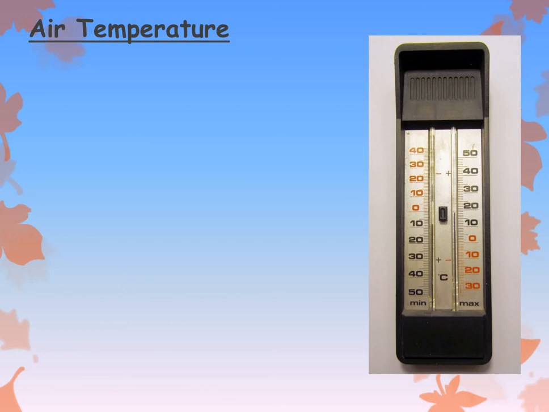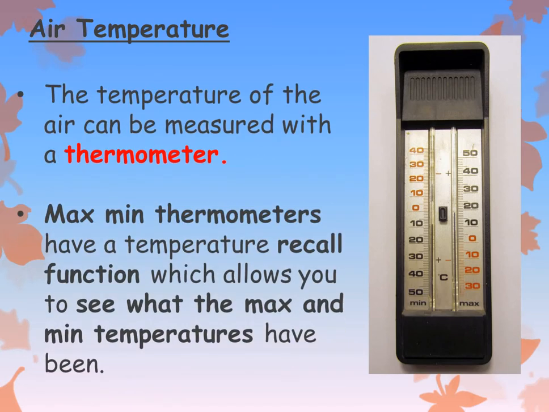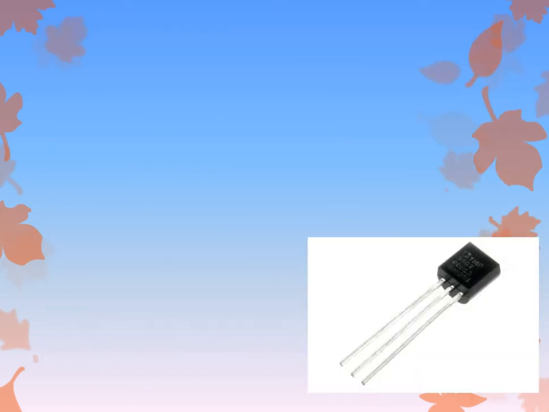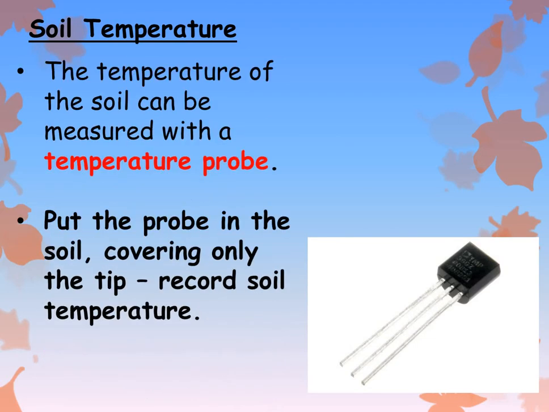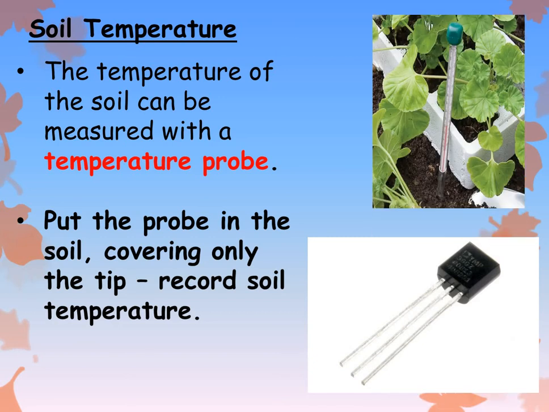To measure air temperature, you would usually use a max min thermometer, which has a temperature recall function, so it allows you to see what the maximum temperatures have been throughout. Then you can look at soil temperature, so you'd use a soil temperature probe. You'd put the probe in the soil, covering only the tip, record the soil temperature, and then repeat several times and move to a different area.